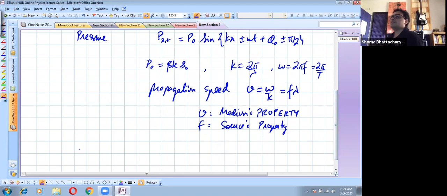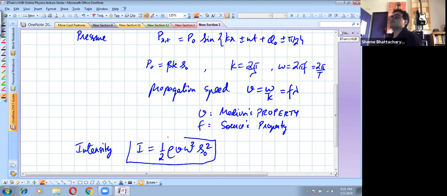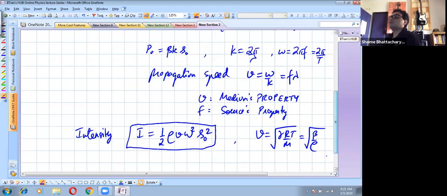Now also we saw intensity of sound, given by half density into v into omega square into displacement amplitude square. This was an important relation. Where we saw first wave speed is square root of gamma RT by M, or square root of bulk modulus by density in fluid medium. In solid medium, of course, bulk modulus is replaced with Young's modulus. So these were all the common features.